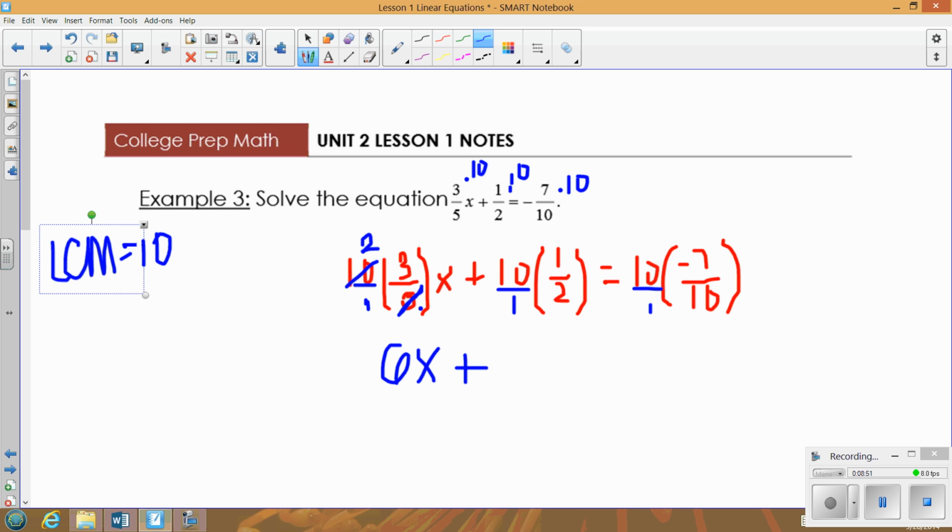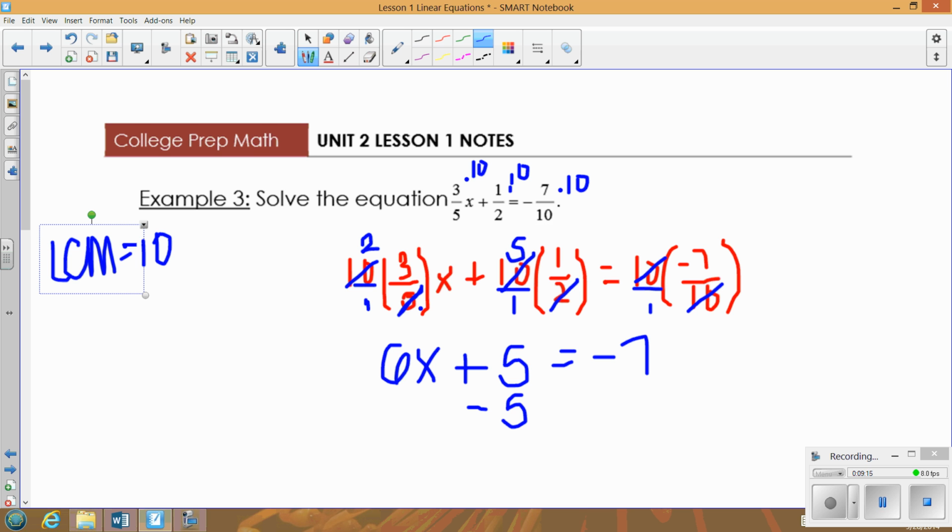And then over here, 10 over 1 times 1/2 is like thinking of 10 divided by 2. So you're going to get a 5. 5 times 1 is 5. And then at this side, my 10's cancel, so I'm left with a negative 7. So now your equation that looks really complicated with all the fractions is much easier. And now we just have to work on getting x by itself.